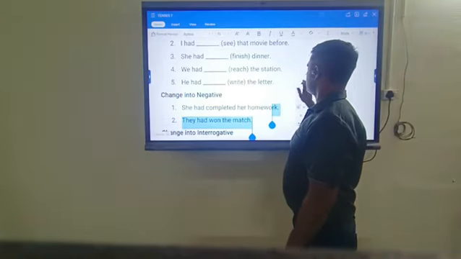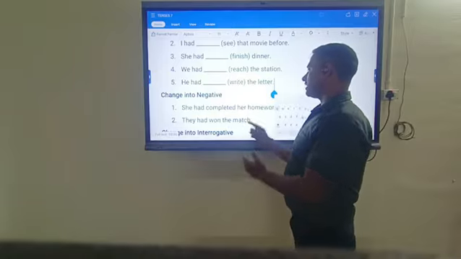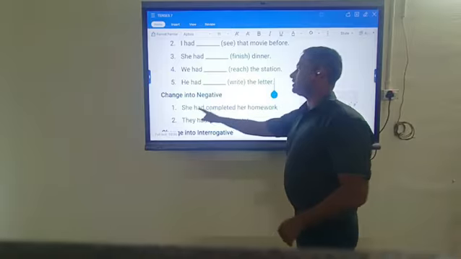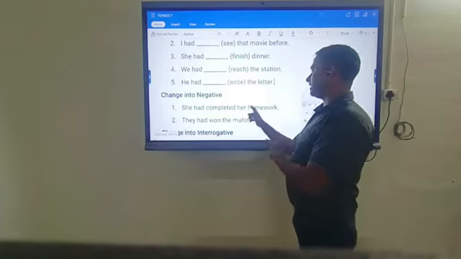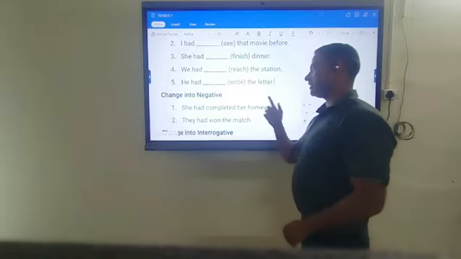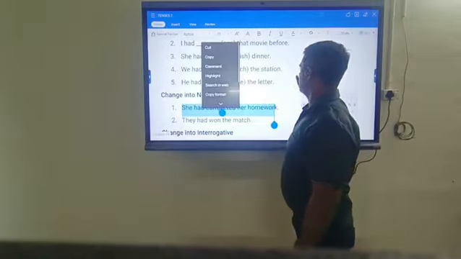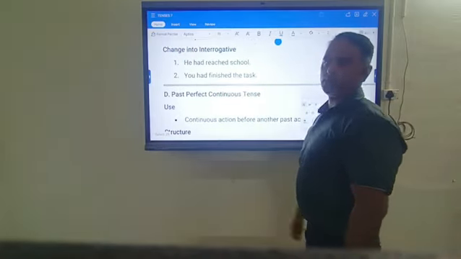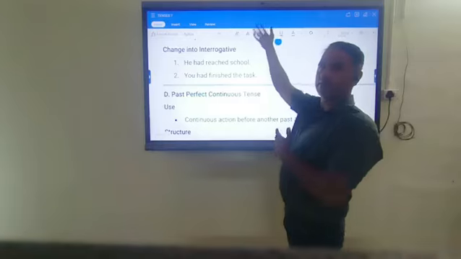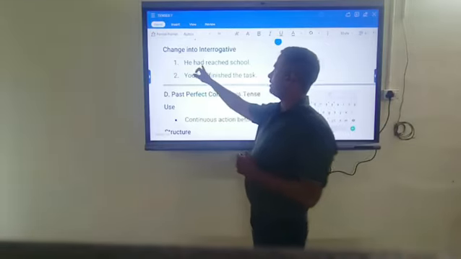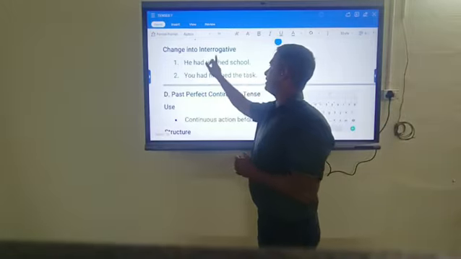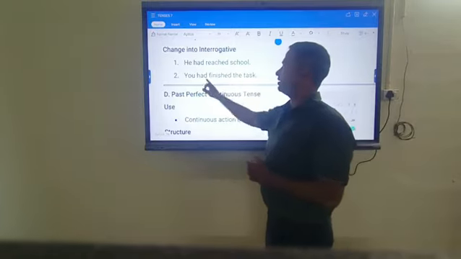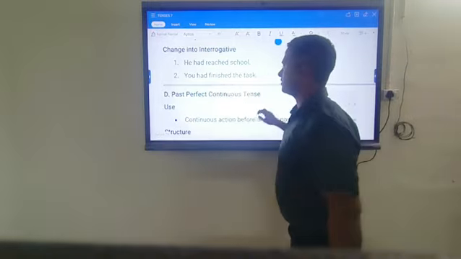Now the negative of the first sentence: she had completed her homework. She had not completed her homework. Second is your task. Change into interrogative. As we have done in the continuous tense, the same pattern we have to follow. Had he reached school? Question mark. Second is your task.